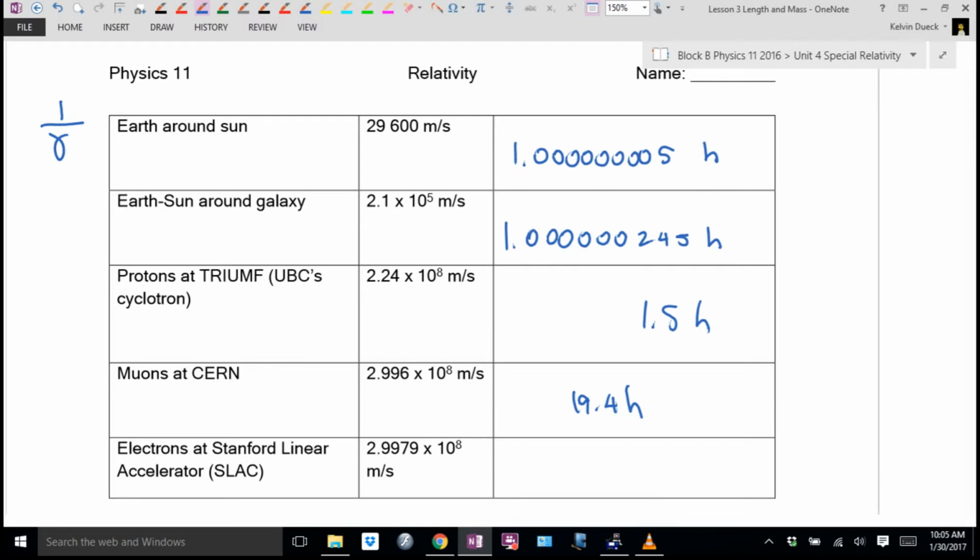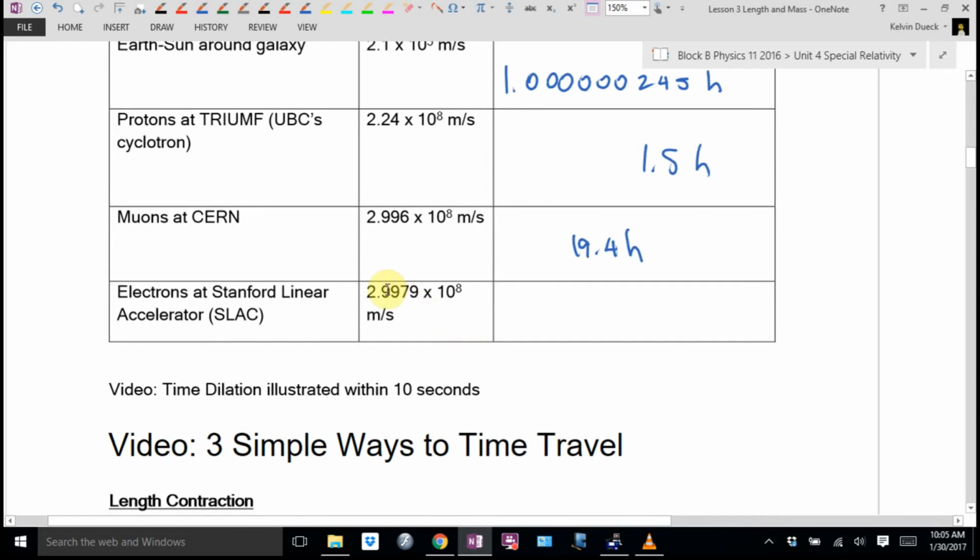Last I checked, and this was about a year ago, we may have broken this. The fastest we were getting stuff going was at the Stanford Linear Accelerator, the SLAC, and we could get electrons going up to 2.9979 times 10 to the 8th.